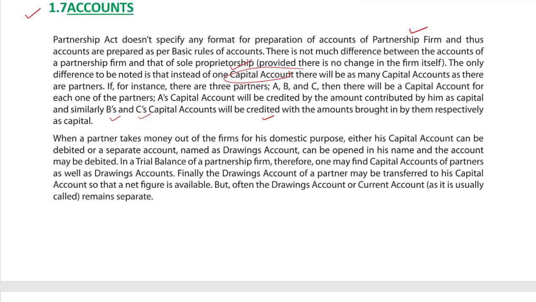When a partner takes money out of the firm for his domestic purpose, either his capital account can be debited or a separate account named drawing account can be opened in his name, and the account may be debited in a trial balance of a partnership firm. Therefore, one may find the capital accounts of partners as well as drawing accounts. Finally, the drawing account of a partner may be transferred to his capital account so that the net figure is available. But often the drawings account and the current account, as it is usually called, remain separate.